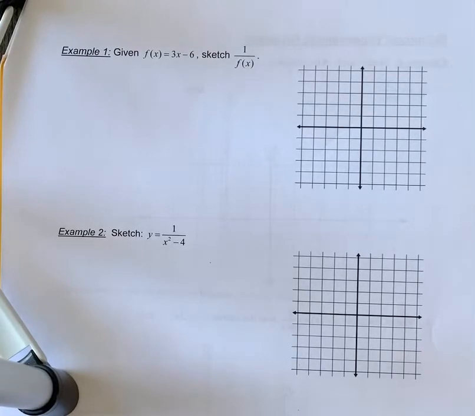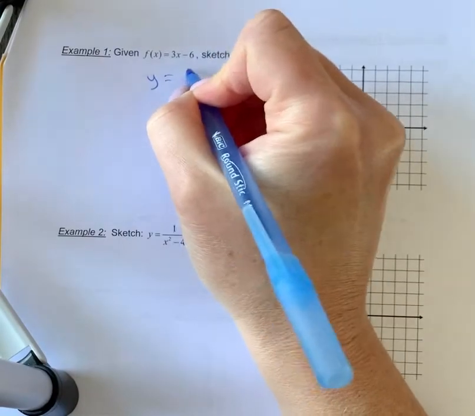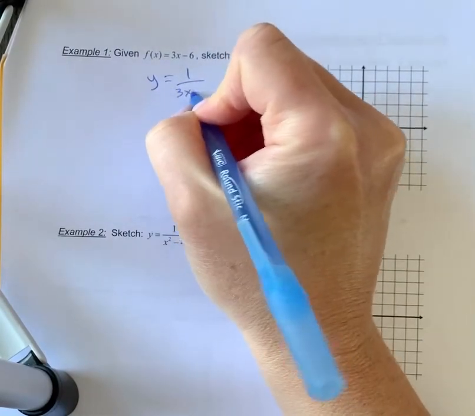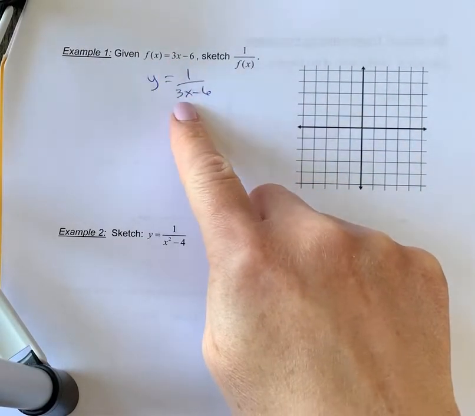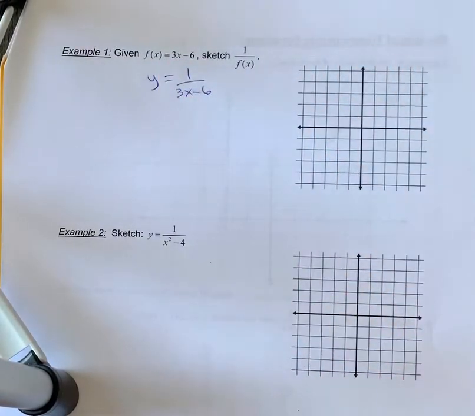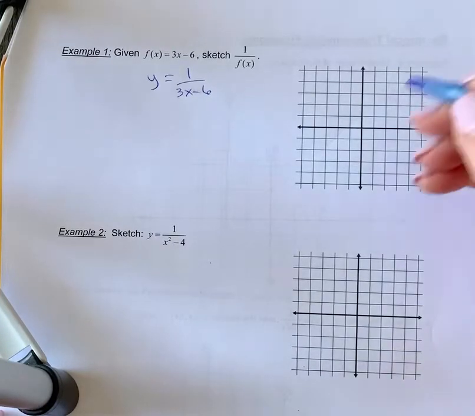Example 1, given f of x equals 3x minus 6, we're going to sketch 1 over f of x. So that would be 1 over 3x minus 6 that we are sketching. So what I'm going to do is sketch 3x minus 6 first, and then apply those steps for reciprocal functions on that. So I'm going to put a scale in here.